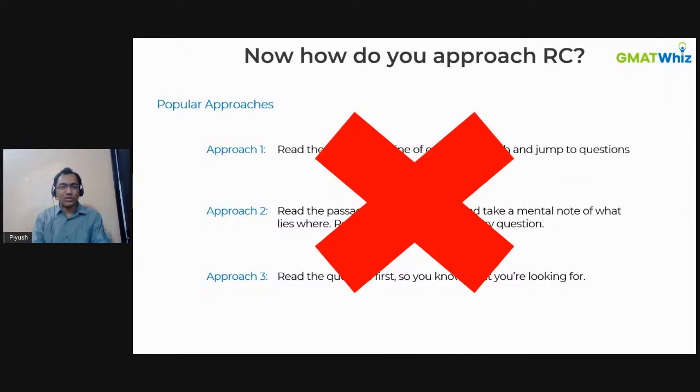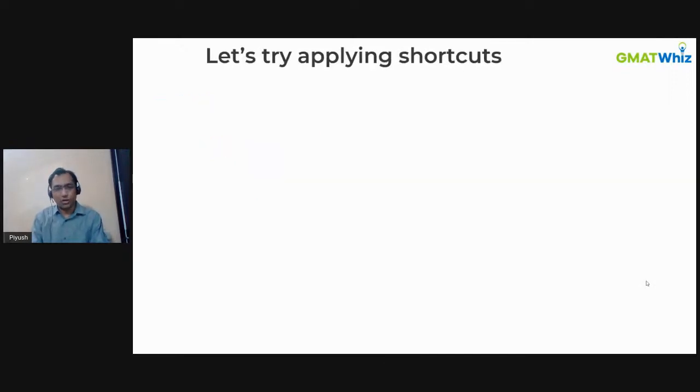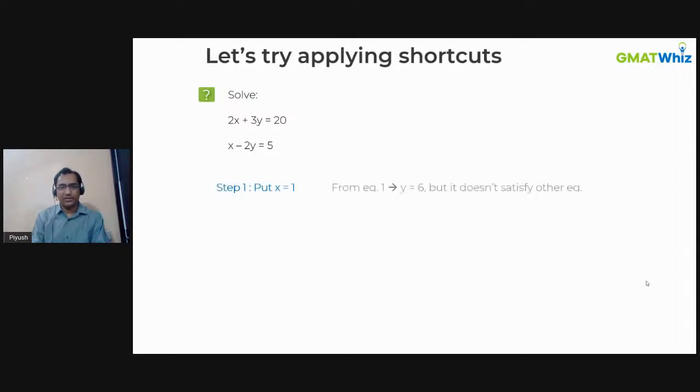Let's say I tried to use shortcuts in the question that I solved earlier on quant. I could have solved it in another way. I could have probably tried putting x as 1. Okay, and I would have not got any particular set of values for y which satisfy both the equations. Similarly, I could have then tried putting x as 2. It is still not coming out as the right answer.